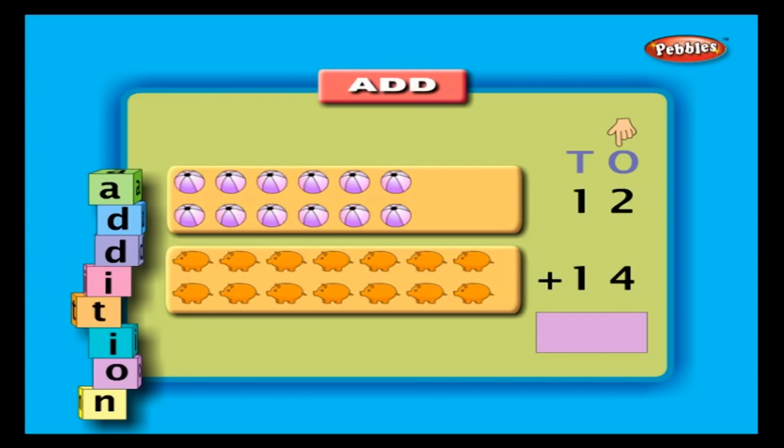Add ones first. 4 plus 2 is equal to 6. Write 6 below the ones column. Now add tens. 1 plus 1 is 2. Write 2 below the tens column. So, the answer is 12 plus 14 is equal to 26.